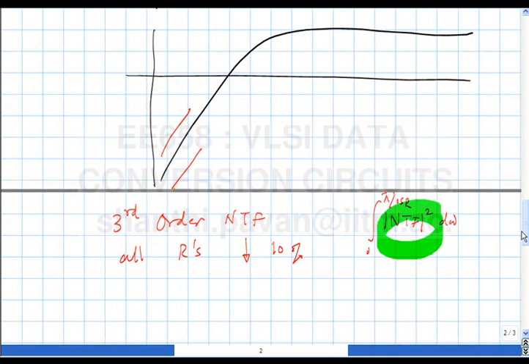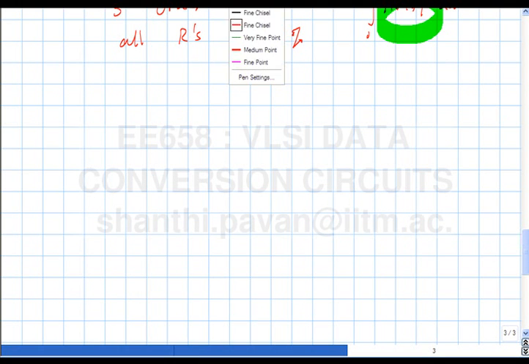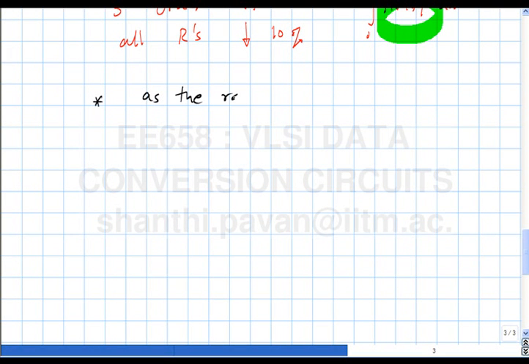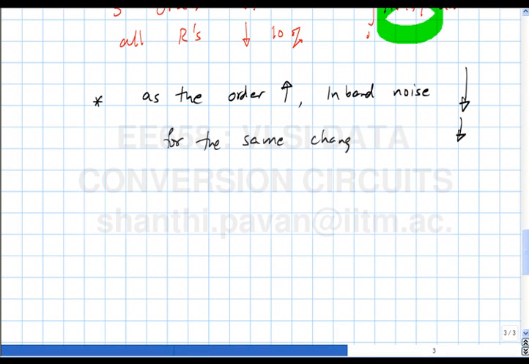You understand? So two things. One thing that we have certainly seen is that as the order increases, in-band noise decreases more for the same change in RC time constants.